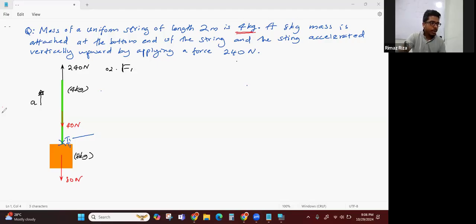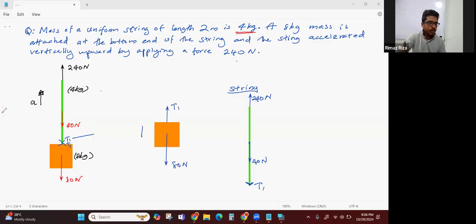We need the free body diagrams. So the next question is: find the acceleration of the system.